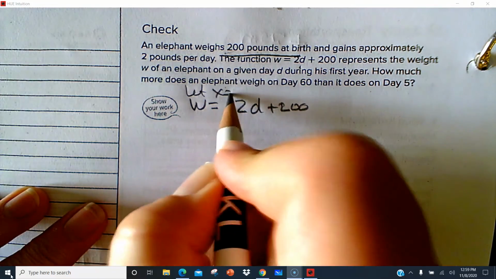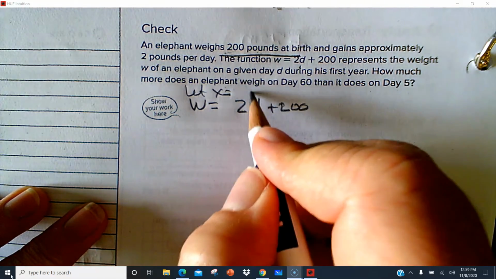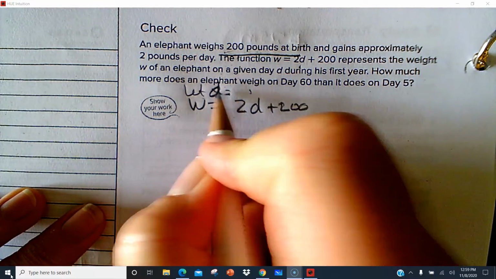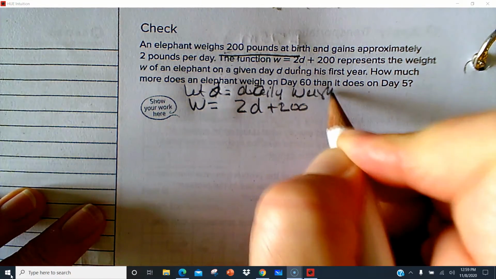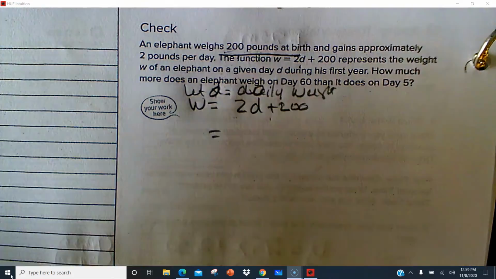Let d equal the daily weight. 2d plus 200. So put that in there, okay?